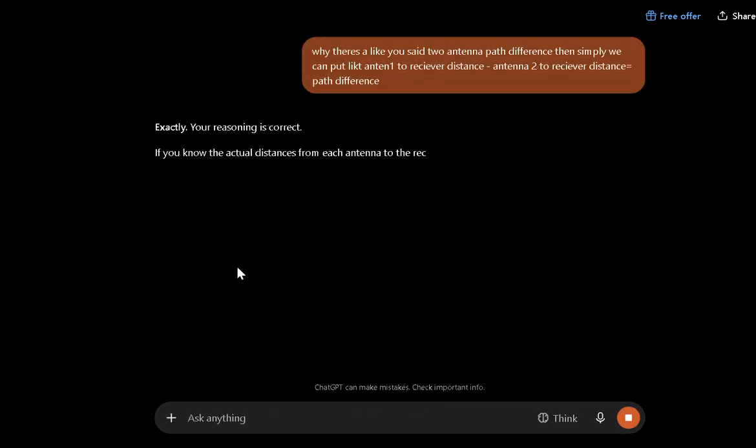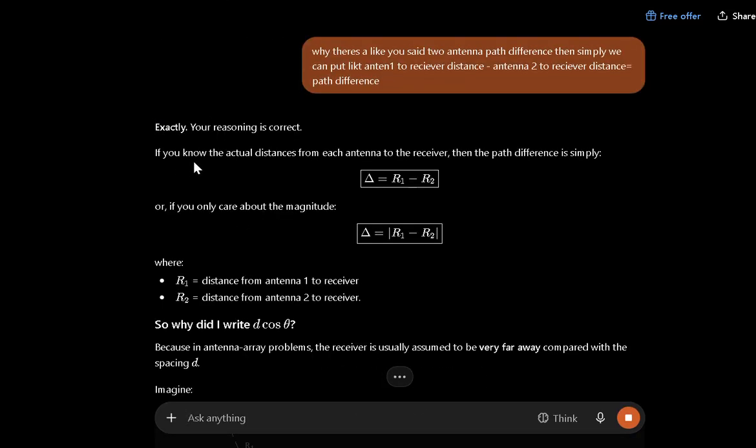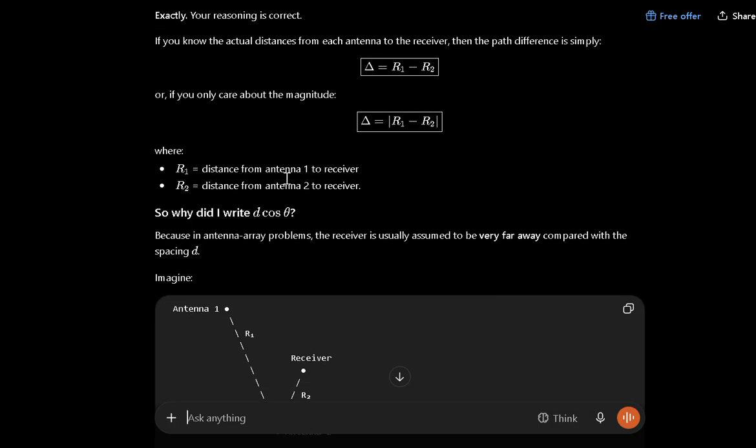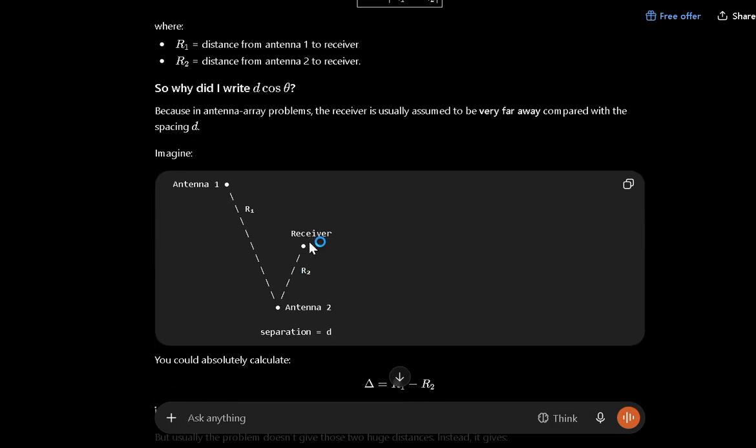So your reasoning is correct. If you know the actual distances from each antenna to the receiver, then the path difference is simply delta equals R1 minus R2, or if you only care about the magnitude, |R1 minus R2|, where R1 is the distance from antenna 1 to the receiver and R2 is the distance from antenna 2. So why did I write d cos theta? Because in antenna array problems, the receiver is usually assumed to be very far away compared with the spacing d. Imagine antennas separated by distance d.